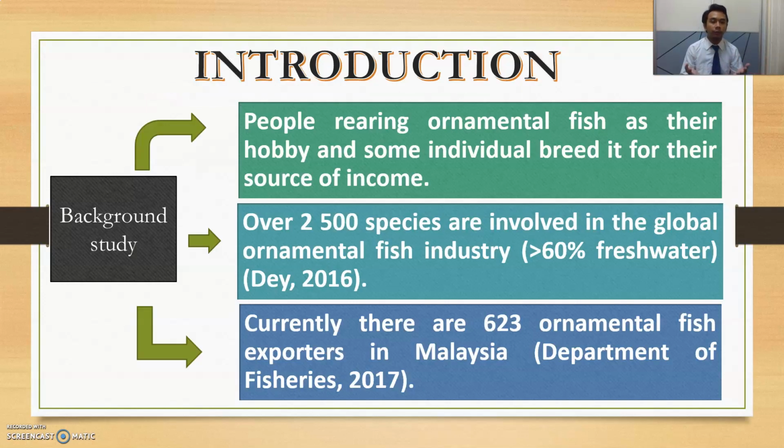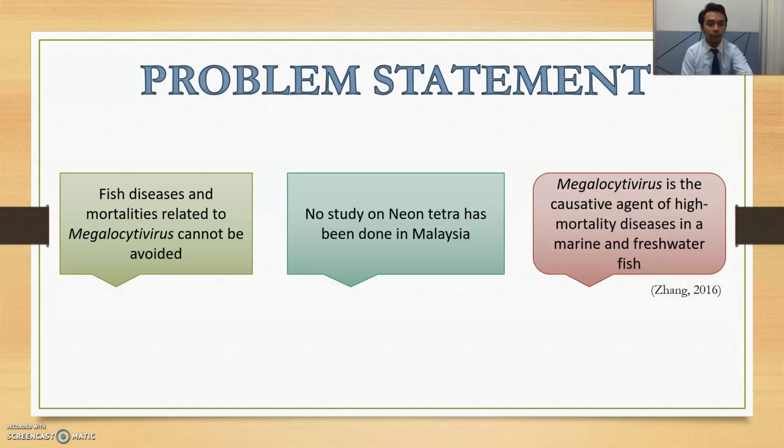People rear ornamental fish as their hobby, and some individuals breed it as a source of income. Over 2,500 species are involved in the global ornamental fish industry, and most of them are freshwater species. Currently, there are 623 ornamental fish exported in Malaysia, according to the Department of Fisheries in 2017.